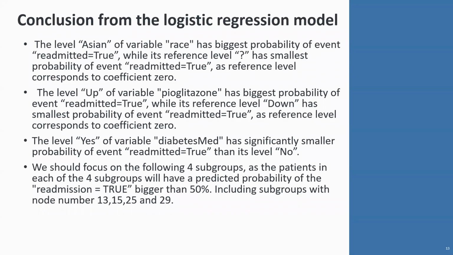Other factors, such as the level Asian of the variable race or the level yes of the variable diabetes, have a small probability of the event readmitted equal true, as the reference level corresponds to coefficient 0. From the models, I suggest we focus on the following four subgroups. Patients in each of these subgroups will have a predicted probability of readmission equal true bigger than 50%, including the subgroups with node numbers 13, 15, 25, and 29.